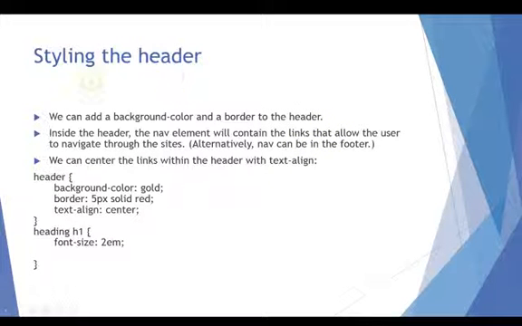Okay, we're going to start with styling the header. So we can add a background color and a border to the header. That'll make the page look a little bit better. And inside the header we have that nav element. Right now that's empty. That's where we're going to put the navigation links. So we'll have a navigation bar that'll run across the top of our window in the browser, and that'll allow the user to navigate between the pages of our site.